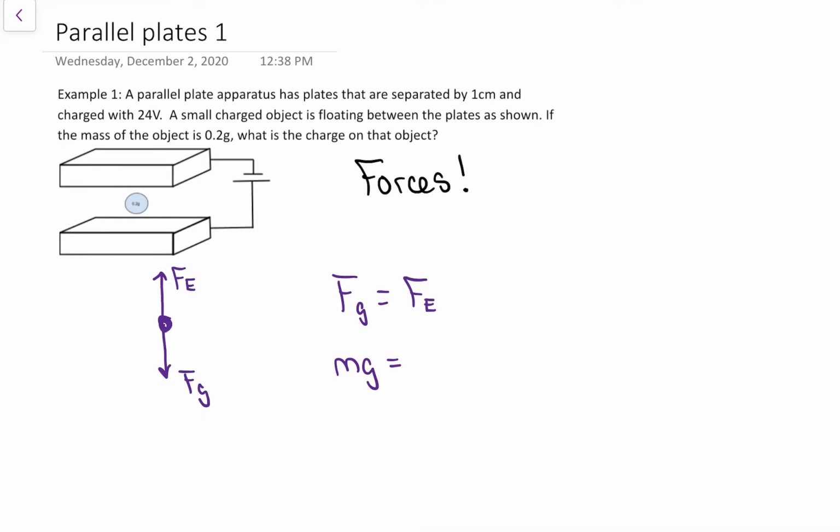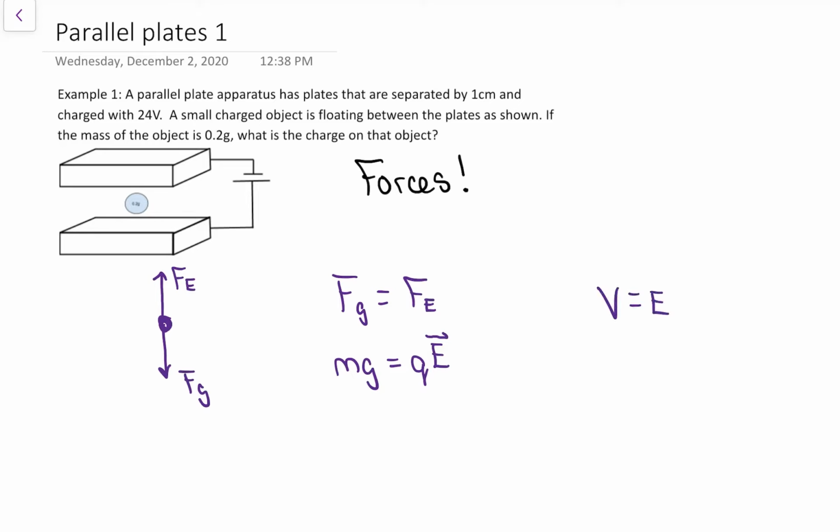We know that gravity is always m times g. Electric force is connected to electric field. It's Q times E. To emphasize that that's field, I'm going to put the little vector hat on there. Later we'll have to contend with electric energy, so capital E's are going to get a little bit confusing.